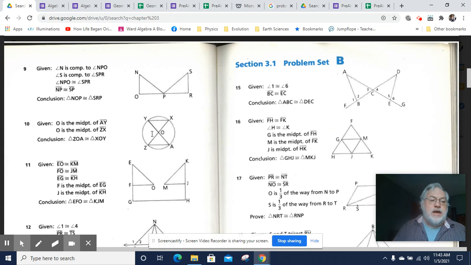We actually don't have enough information to know that YO and XO are congruent because we haven't been told that O is the center of the circle. It might be, but we don't have that information. But we do have enough information to know that this side and this side are congruent, this side and this side are congruent, and we can prove that these two angles are congruent by vertical angles. So side, angle, side will prove that.